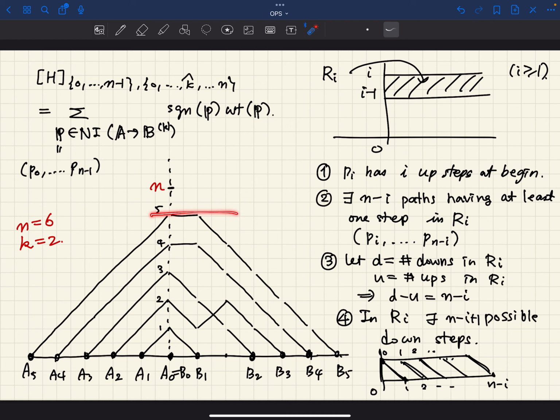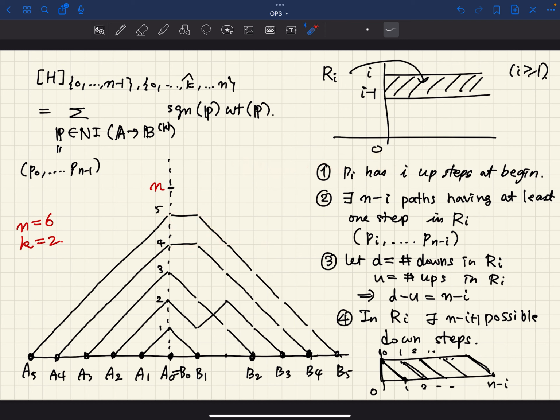Because here, n minus 1 plus 1 equals 2. So we have 2 possible steps over here. So I think it should be plus.